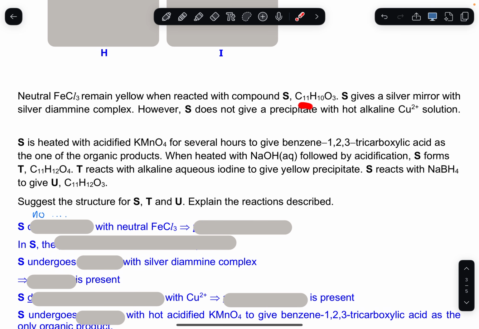When heated with NaOH, this is alkaline hydrolysis, followed by acidification. From this, the number of carbons remains the same. So after you hydrolyze, the number of carbons remains the same. Remember question 1? 1b. You cut the thing. You're supposed to have 2 products, but it ends up still being 1. Means there is a cyclic side chain, yeah.